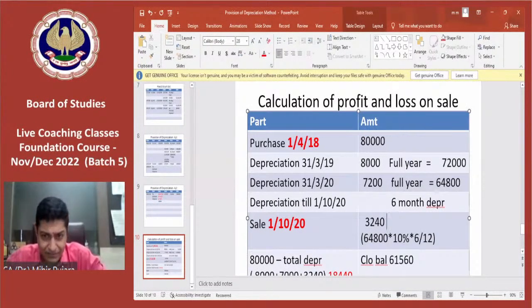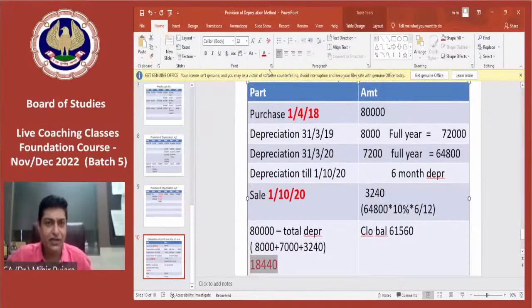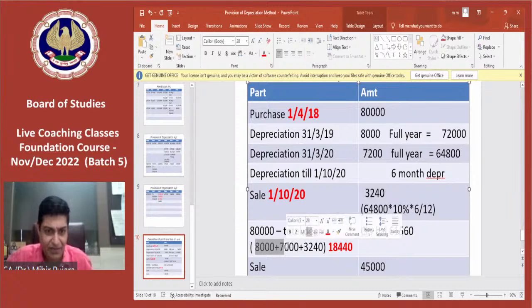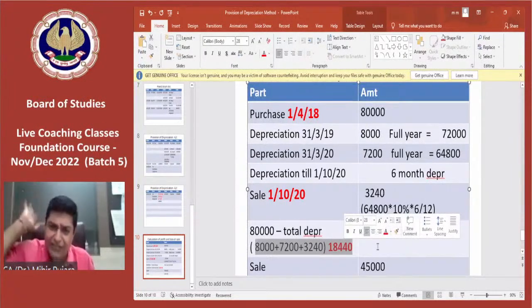So 8,000 plus 7,200 plus 3,240, my total depreciation up to the date of sale is 18,440.